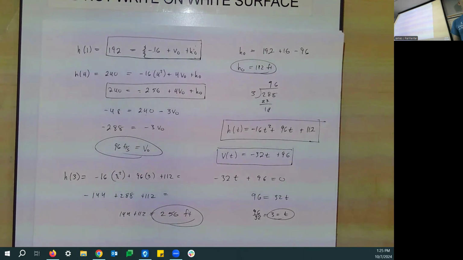Cool. So really, though, this is more of an example of solving a differential equation, or finding the antiderivative of the function and solving for the constants using the initial conditions. Questions about this?